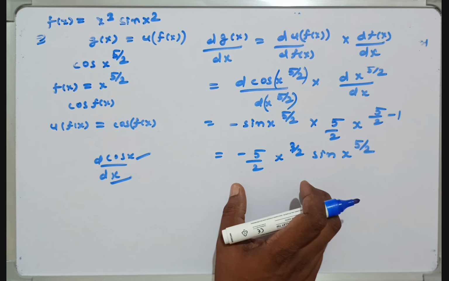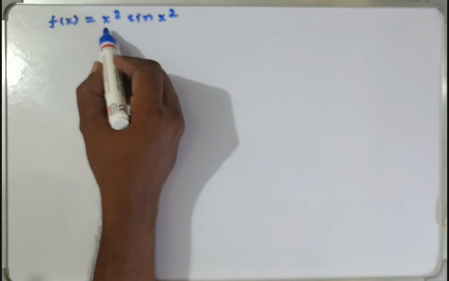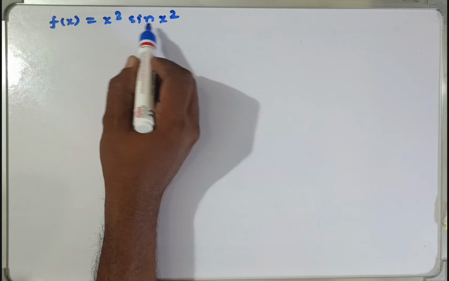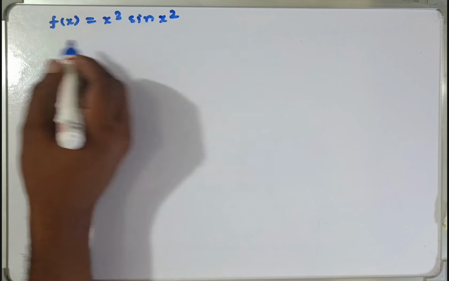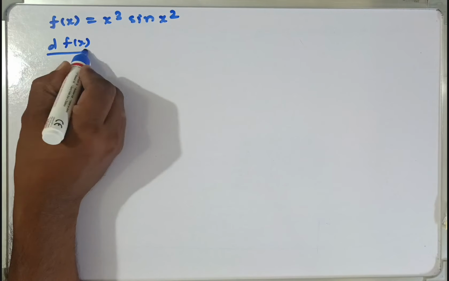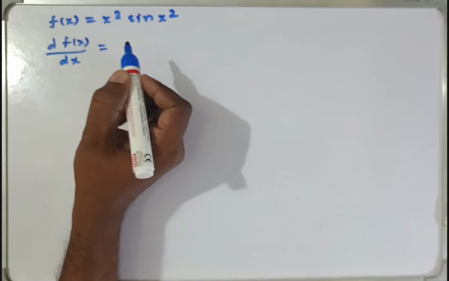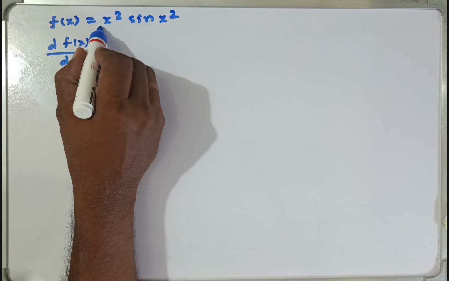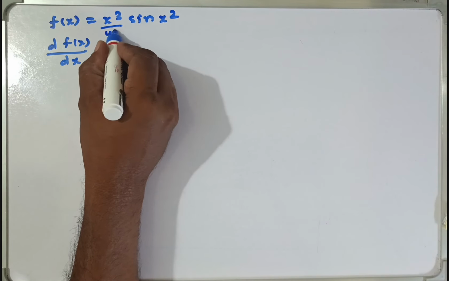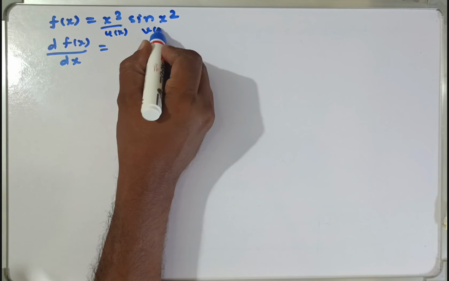Okay, now guys, see now this function. So guys, here see the solution of this function. Okay, so if we take the derivative of this function with respect to dx, then first of all we see here this one is assumed to be u(x) and this one is v(x).